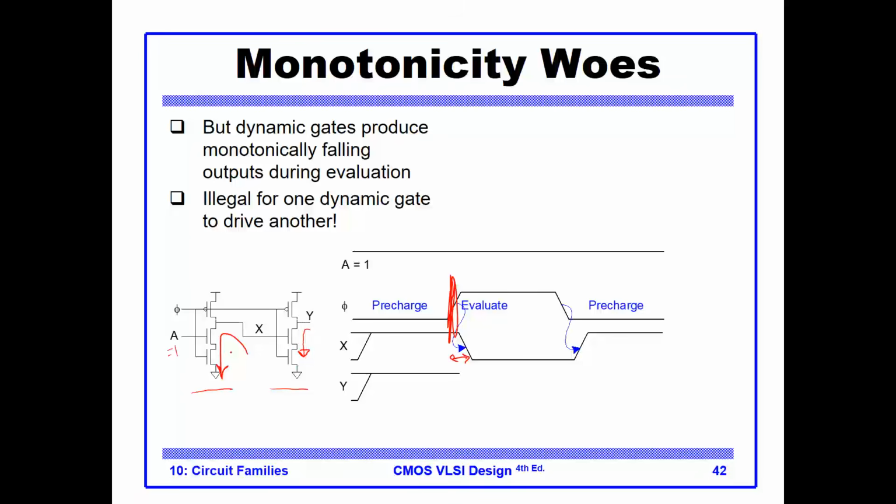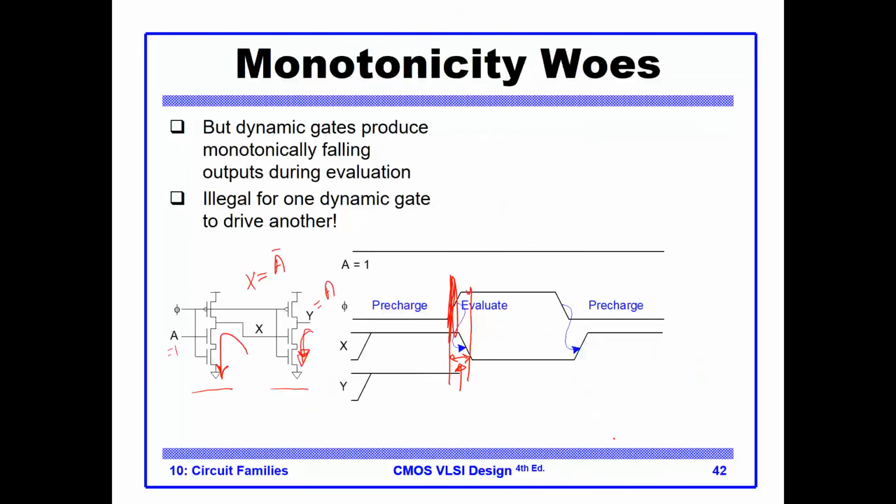This kind of connection should be disallowed again, because what we want here really is X equals A prime and Y equals A. But in this case, you will notice at the beginning of the evaluate, X will be 1 for a very short time, and during this short time, this could erroneously discharge Y. We have to stop that. This is an illegal connection.